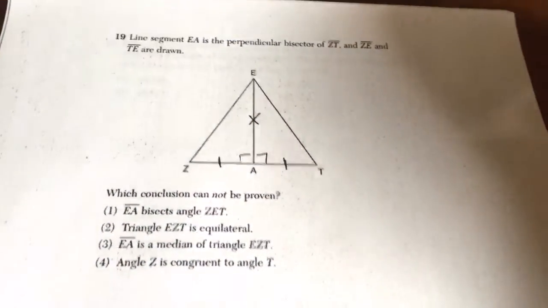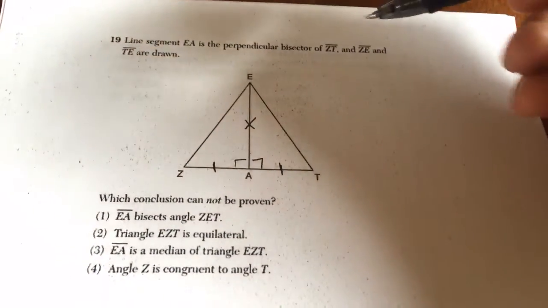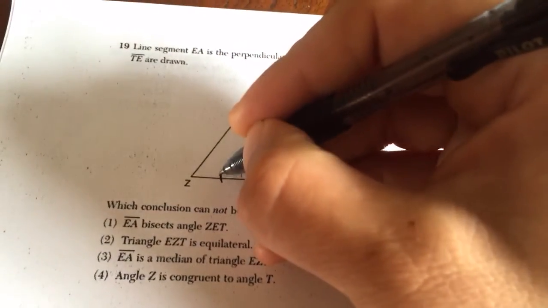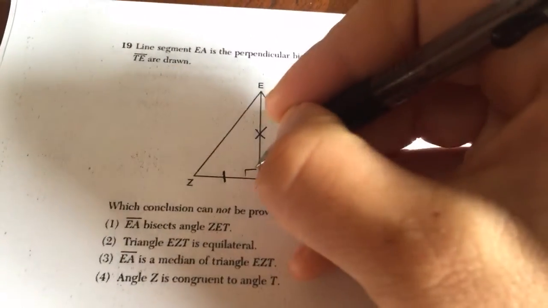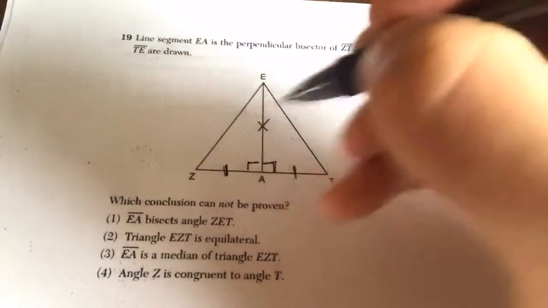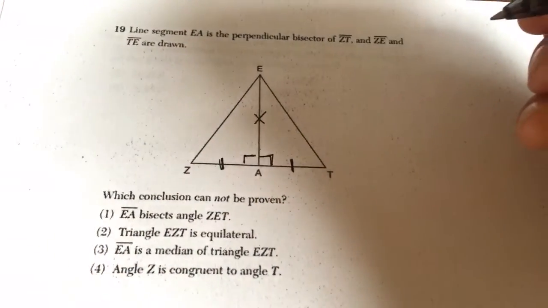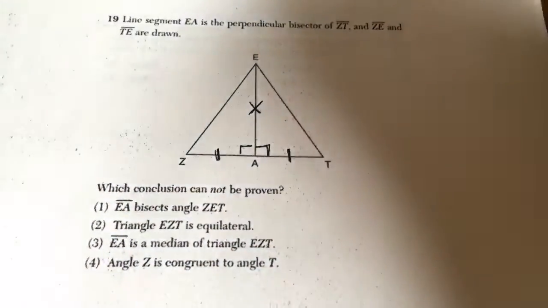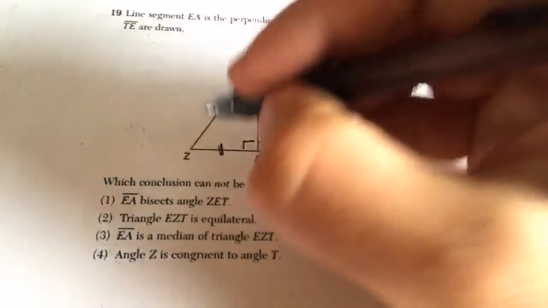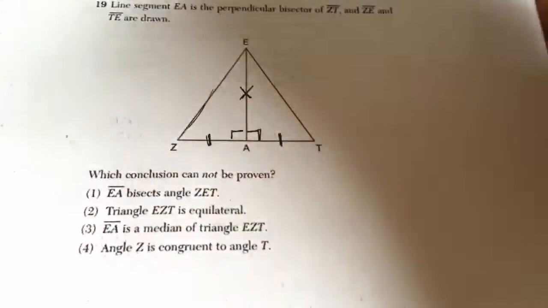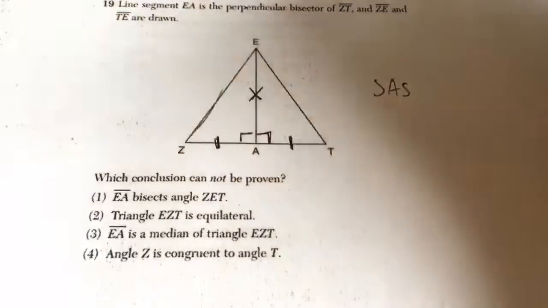In number 19, they tell us that EA is the perpendicular bisector of ZT. So if it's the perpendicular bisector, two things are happening. They're making a 90-degree angle on both triangles, and ZA is congruent to TA. EA is congruent to itself by reflexive. So the point I'm trying to make is that this triangle is indeed congruent to this triangle by side angle side postulate.